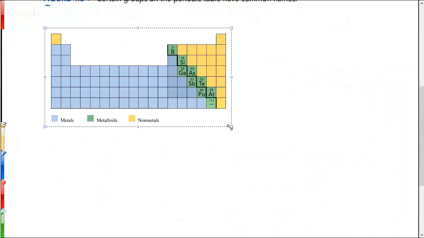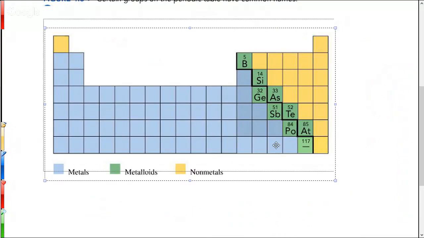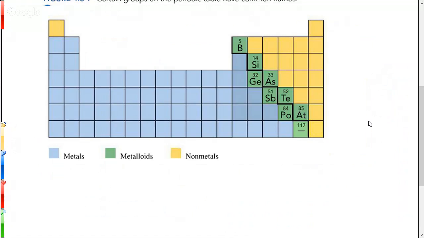Besides all those little named groups, we can also group the elements into 3 categories: metals and nonmetals, and then these kind of in-between things called metalloids or semi-metals. So sort of in the middle. Let's think about what that means for these elements. Well, what are some properties that you know of metals? What do metals do? What are metals like?